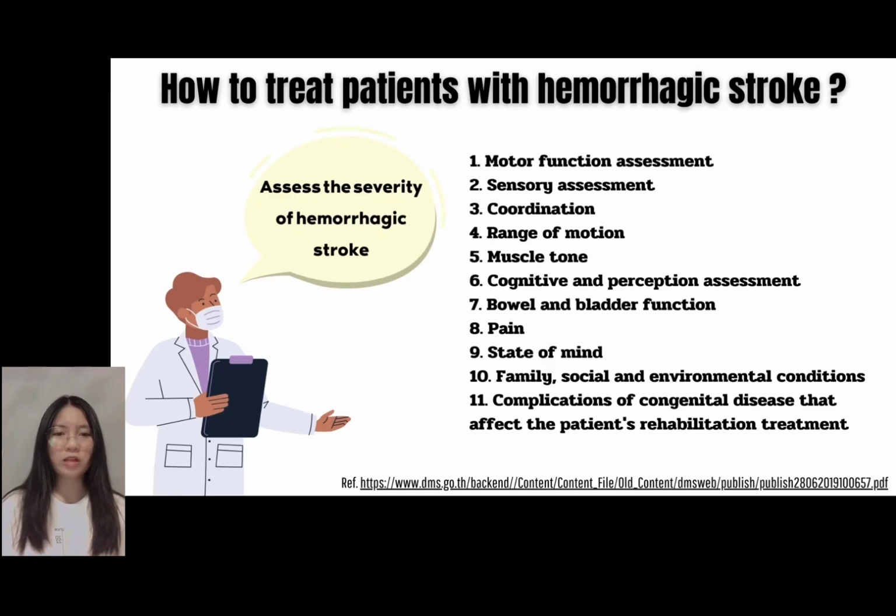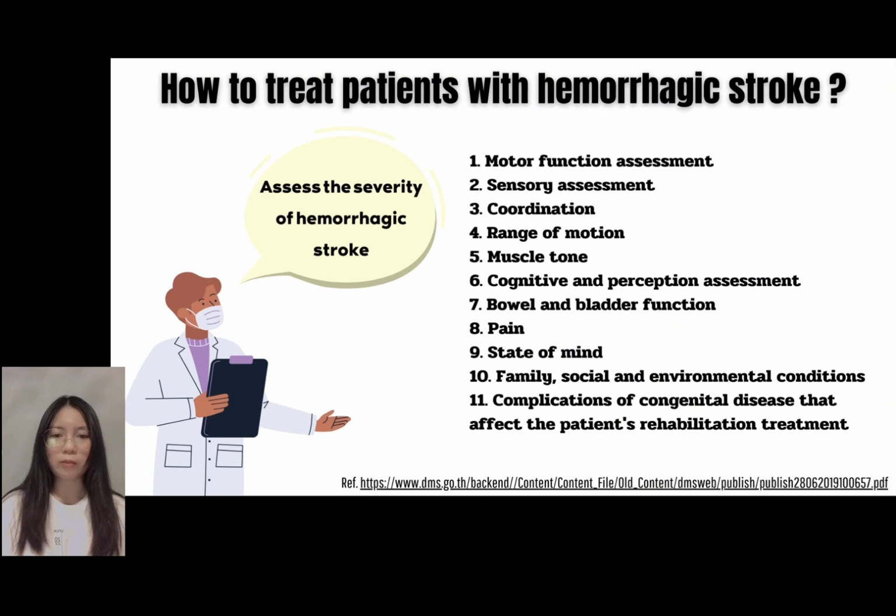How to treat a patient with hemorrhagic stroke. Assess the severity of the hemorrhagic stroke. The evaluation can be divided as follows. 1. Motor function assessment. 2. Sensory assessment. 3. Coordination. 4. Range of motion. 5. Muscle tone. 6. Cognitive and perception assessment.